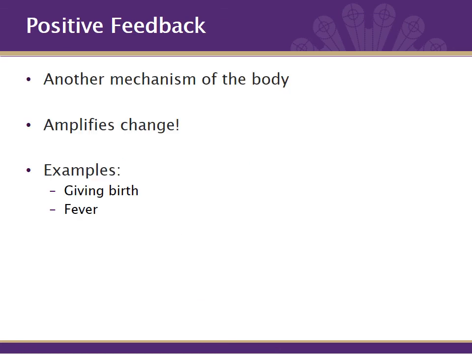Another mechanism of the body that we need to mention is positive feedback. Positive feedback amplifies change and does so rather rapidly. Childbirth and fever are examples. A baby will start to push on the cervix of the uterus. The action triggers an impulse to be sent to the brain that says, hey, let's get this baby out. The brain responds by stimulating the pituitary gland to release a hormone called oxytocin. Oxytocin then stimulates the uterus to contract. When the uterus contracts, it causes the baby's head to push on the cervix more, and that starts the entire cycle over. The cycle will continue until the child is born.